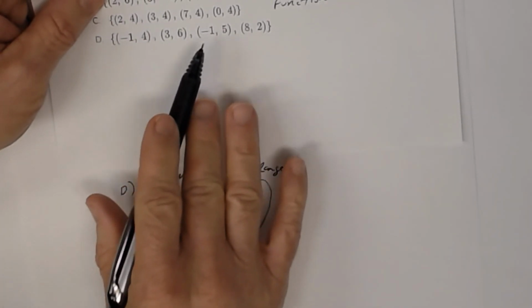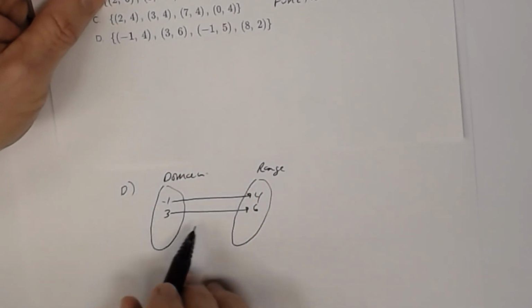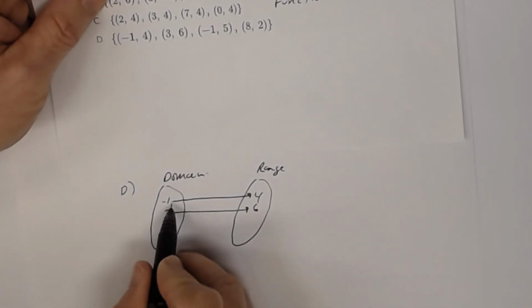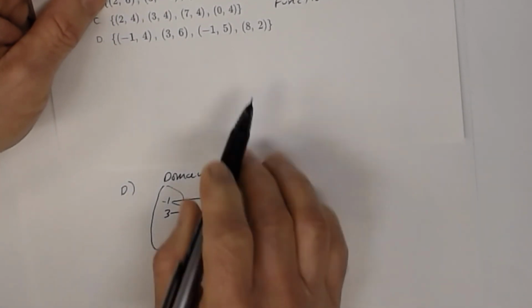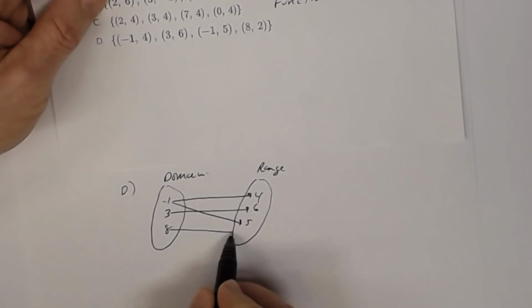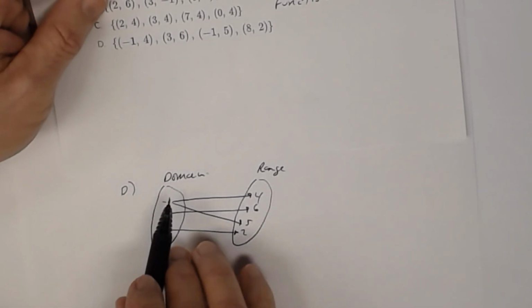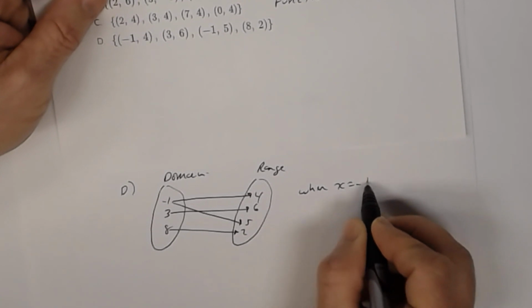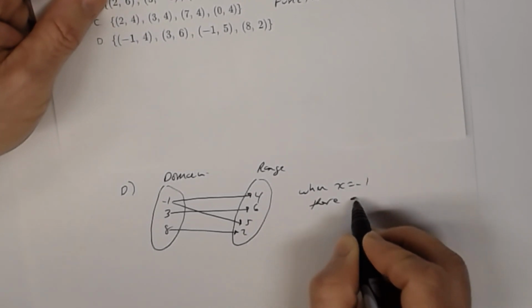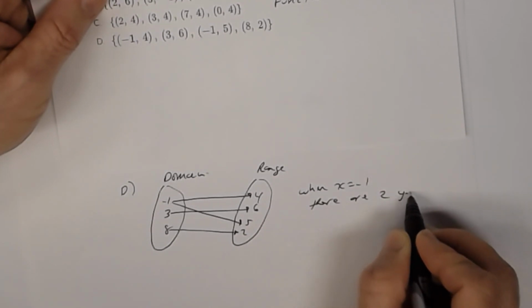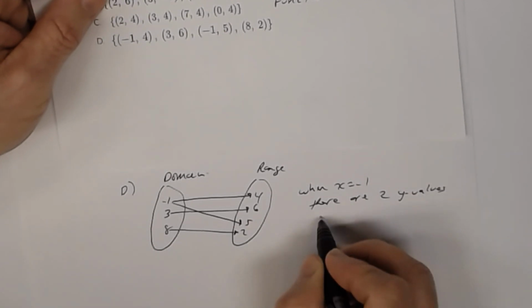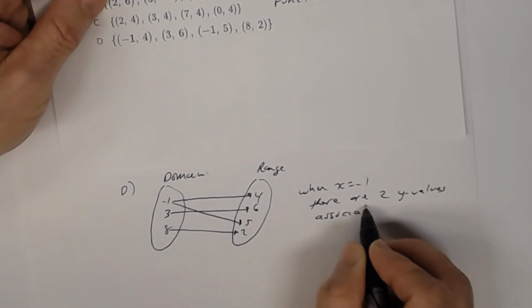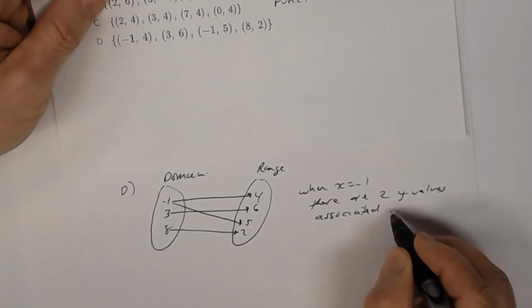When x is negative 1, I already have negative 1 listed, so don't list it again. That's going to confuse you. So when x is negative 1, my y value is 5. And then when x is 8, my y value is 2. Now, notice when x is negative 1, there are 2 y values associated with it. And so that is not a function.